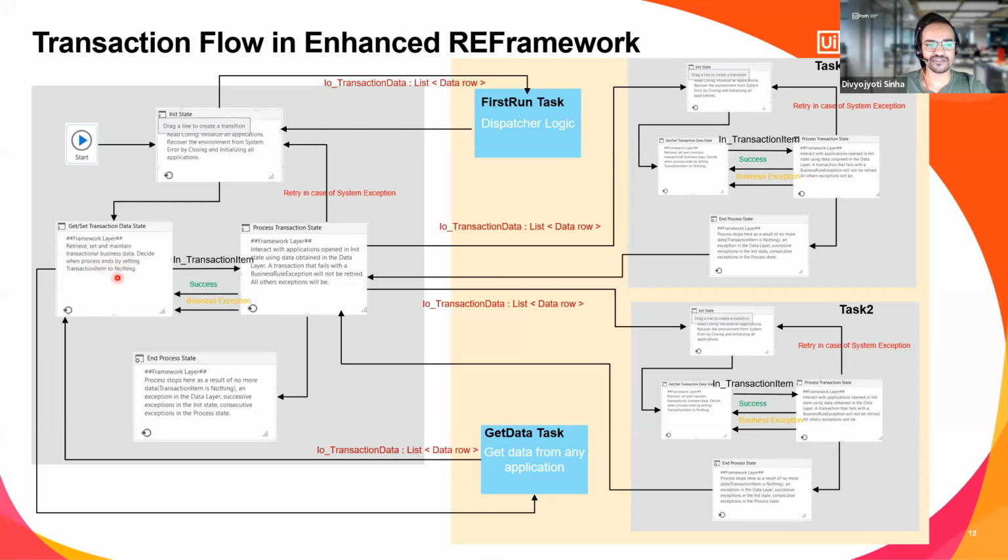Again, for the next invoice, it is going to trigger the get data task, which scrapes the line items from the next invoice, which you had put in the orchestrator queue in the dispatcher logic, right? So it is again going to scrape the line items from the next invoice, and the same logic is going to happen over here. It is going to pass the invoice number as the transaction item or invoice details, and it is going to pass the list of line items from this process transaction state. Again, each of the line items will be processed over here, and exception handling will be automatically handled within this child RE framework, right? So this is the entire transaction flow of the enhanced RE framework.